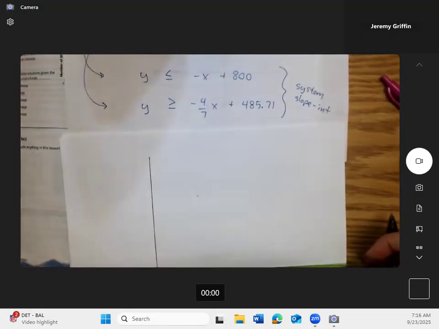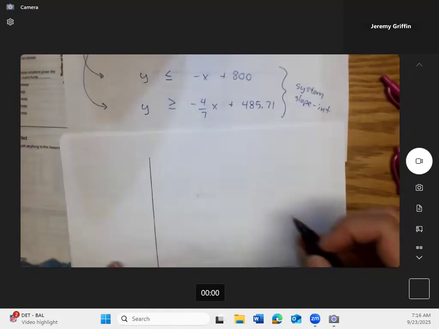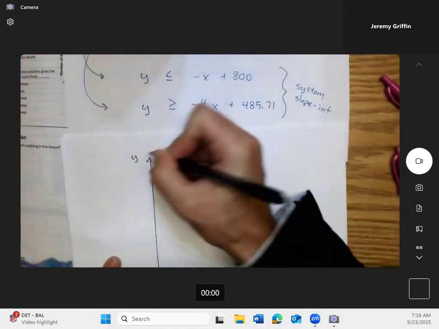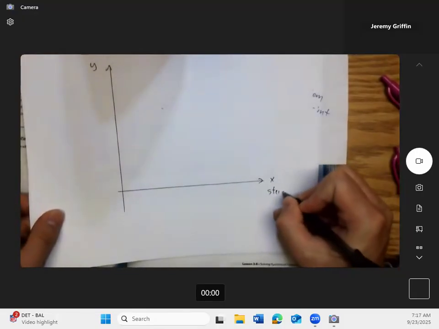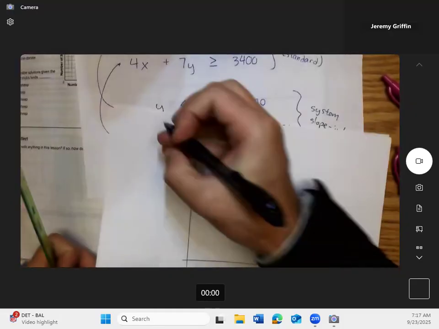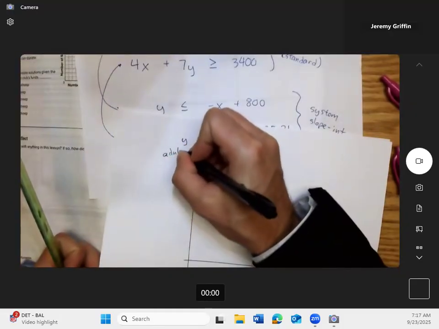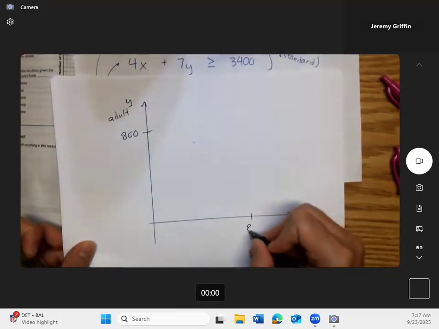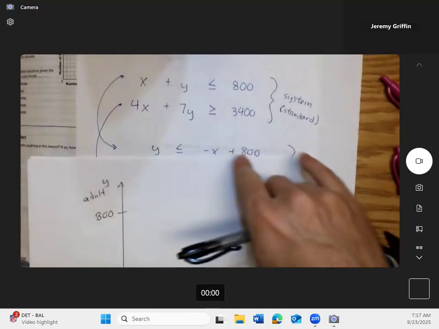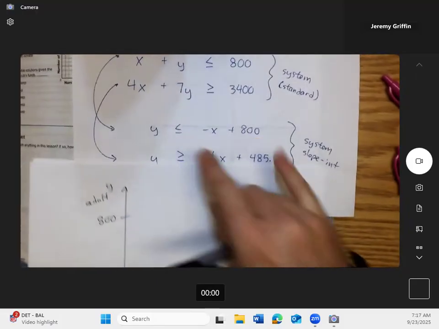And, well, probably 800 on both axes, right? So each of these could max out at 800. On the y-axis and the x-axis, x is student tickets, y is adult tickets. Each of these could go up to 800, 800. Okay? Because that would be represented by this first inequality.